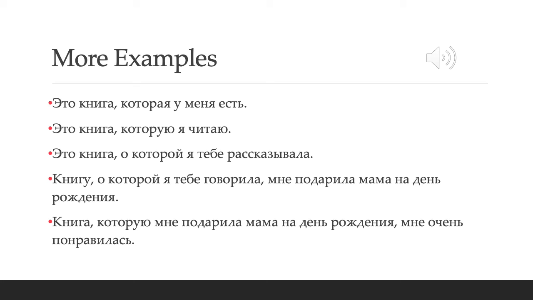comma, мне очень понравилась. However, in this case, книга is the subject rather than the object of the verb. It's the subject of the verb понравиться. So it is in the nominative, while который is the object of the verb подарить and is in the accusative. Книга, которую мне подарила мама на день рождения, мне очень понравилась.